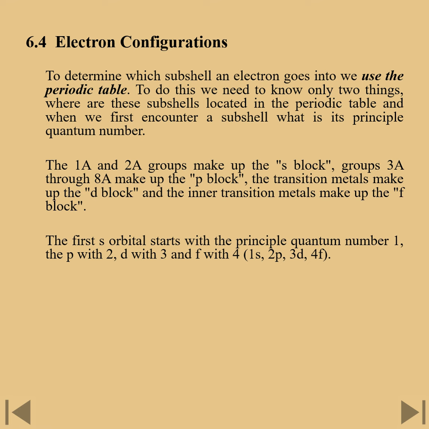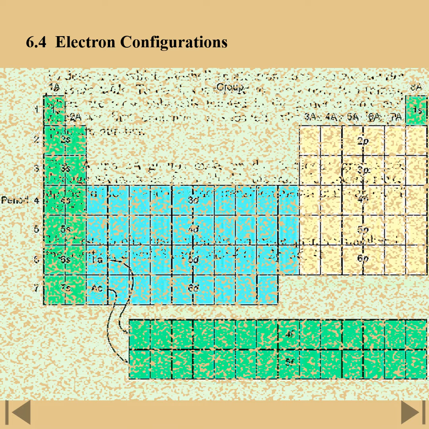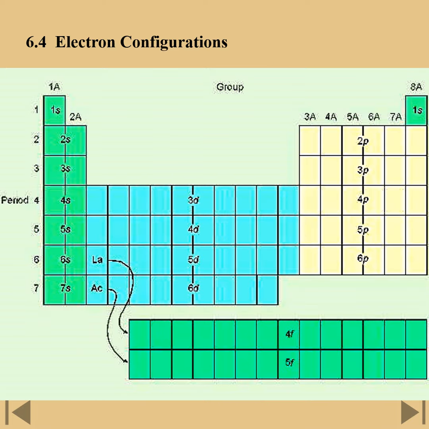Now, armed with these 2 pieces of knowledge, essentially it turns any periodic table, which you always have available to you on your exams, into this. So again, the left shoulder are S's, the right shoulder are P's, the guys in the middle are D's, the guys at the bottom are the F's. And we see that the first S is the 1s, the first P is the 2p, the first D is the 3d, and the first F is the 4f.